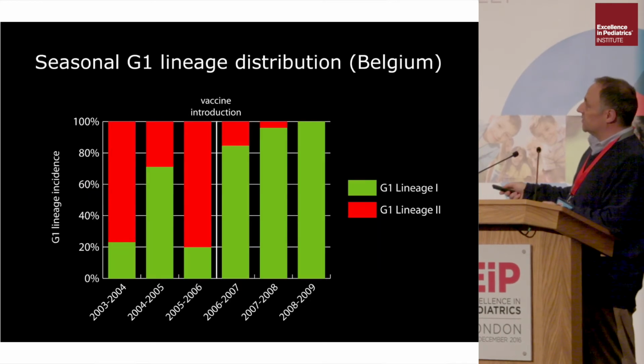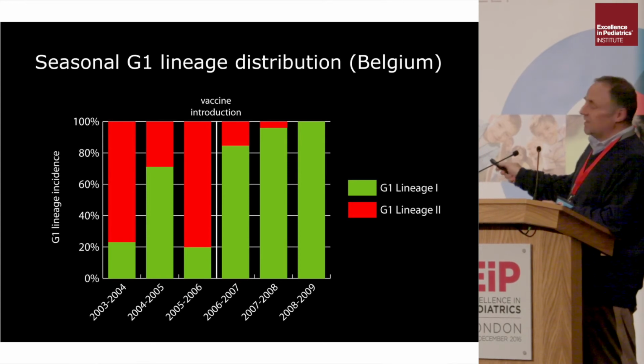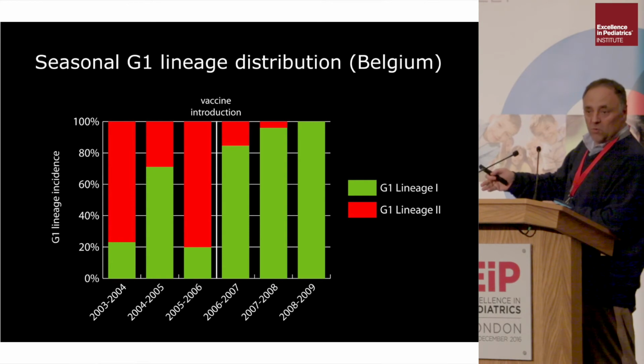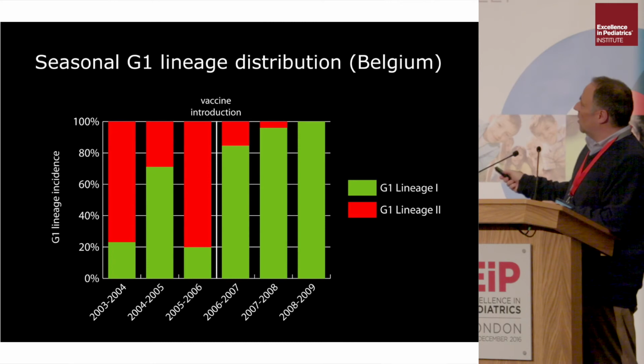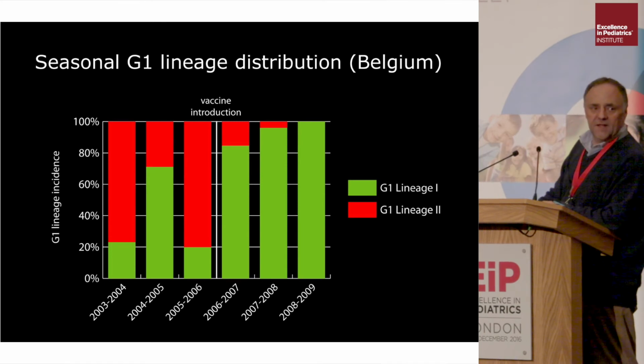And that's a clear difference. Before we started vaccinating, G1 was predominating. Because of vaccination, G1 has disappeared. The virus that is in the vaccine has disappeared almost completely. A lot of the G1 lineage 1 viruses have disappeared too, but some are now surviving, and they are the ones that are causing disease.